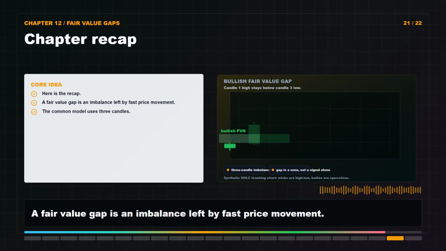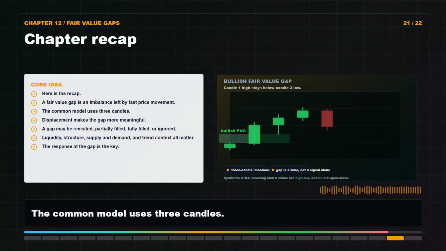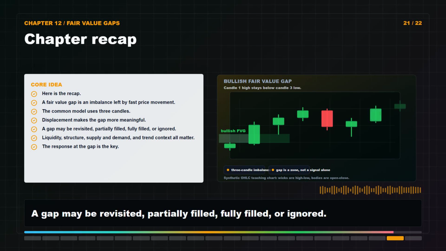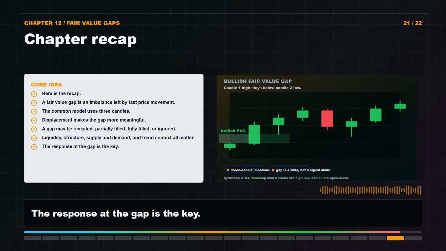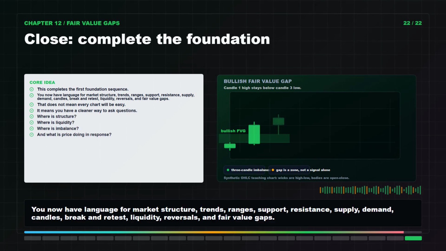Here's the recap. A fair value gap is an imbalance left by fast price movement. The common model uses 3 candles. Displacement makes the gap more meaningful. A gap may be revisited, partially filled, fully filled, or ignored. Liquidity, structure, supply and demand, and trend context all matter. The response at the gap is the key. This completes the first foundation sequence.